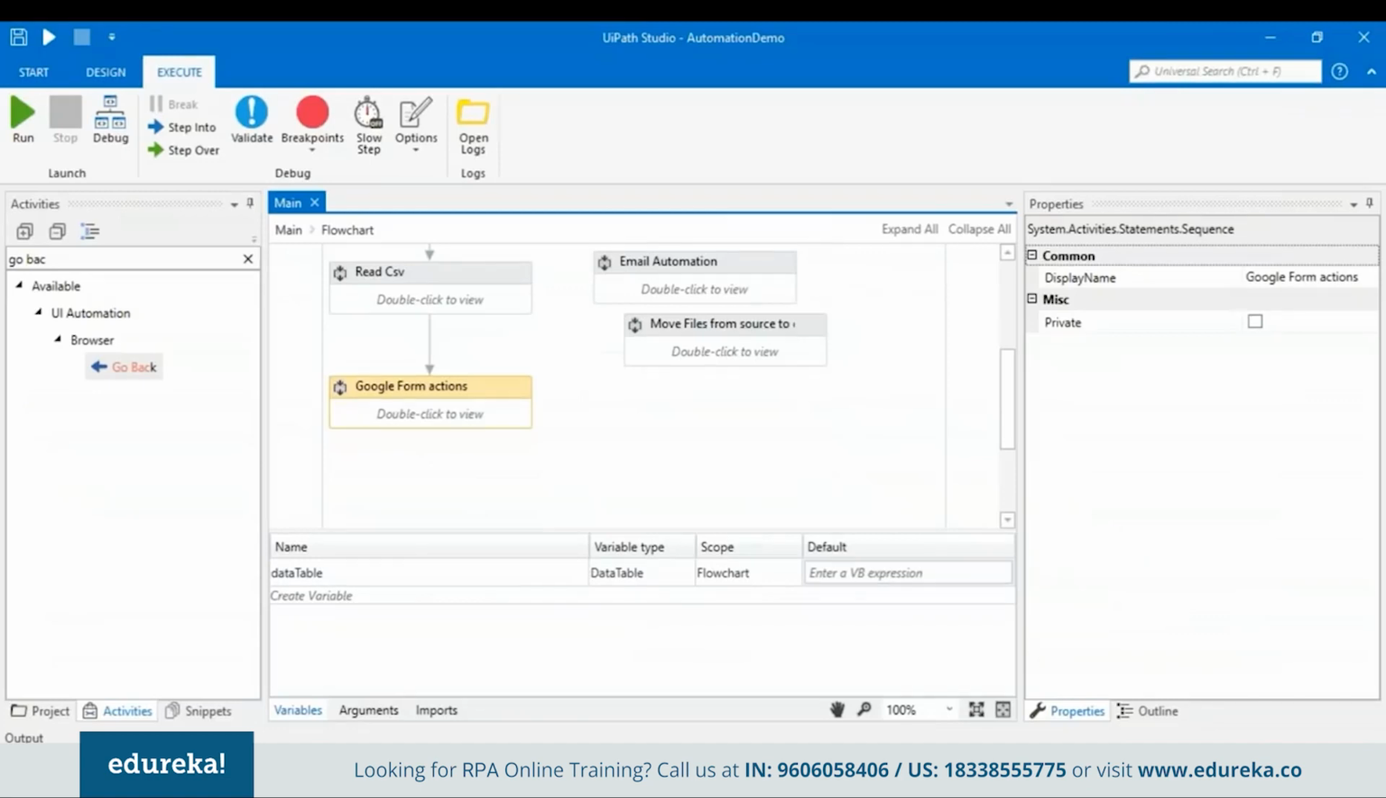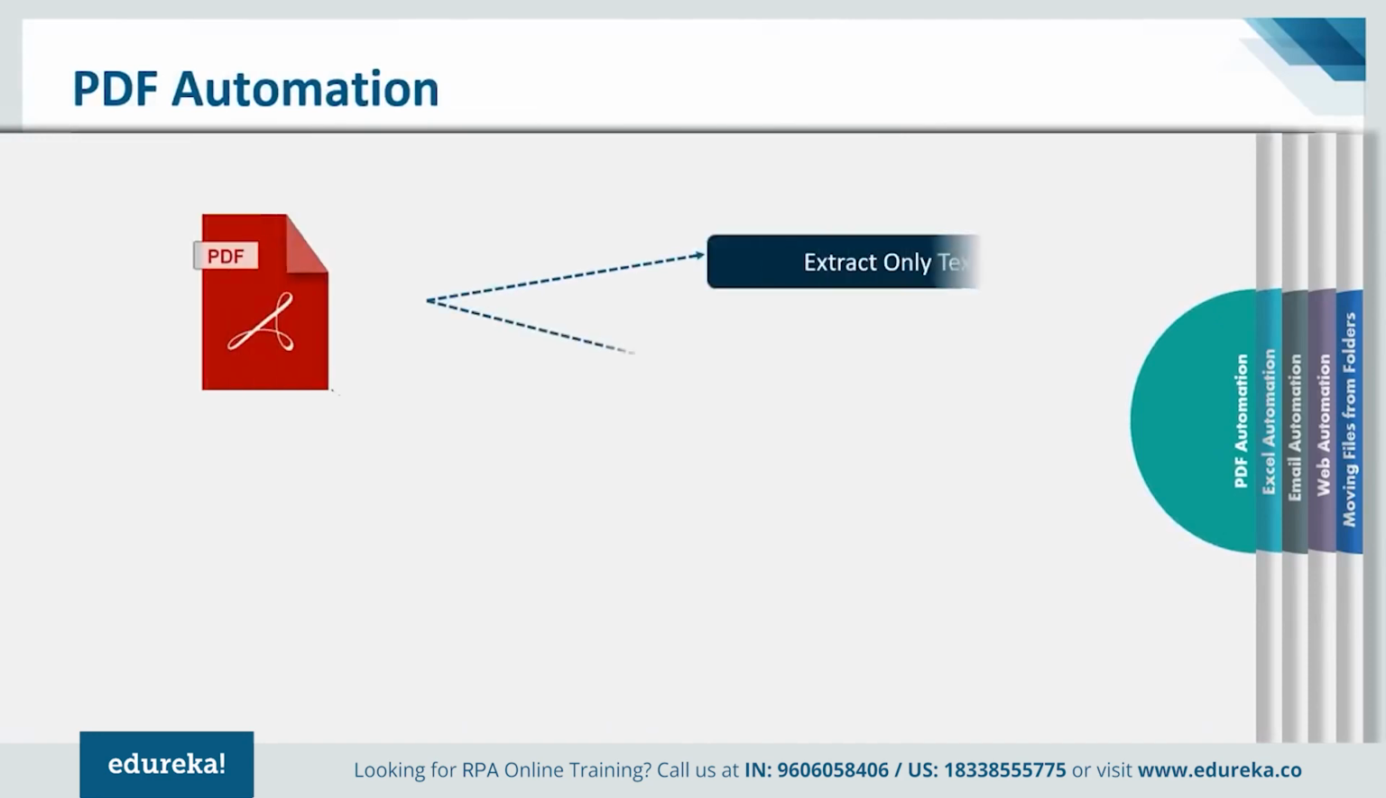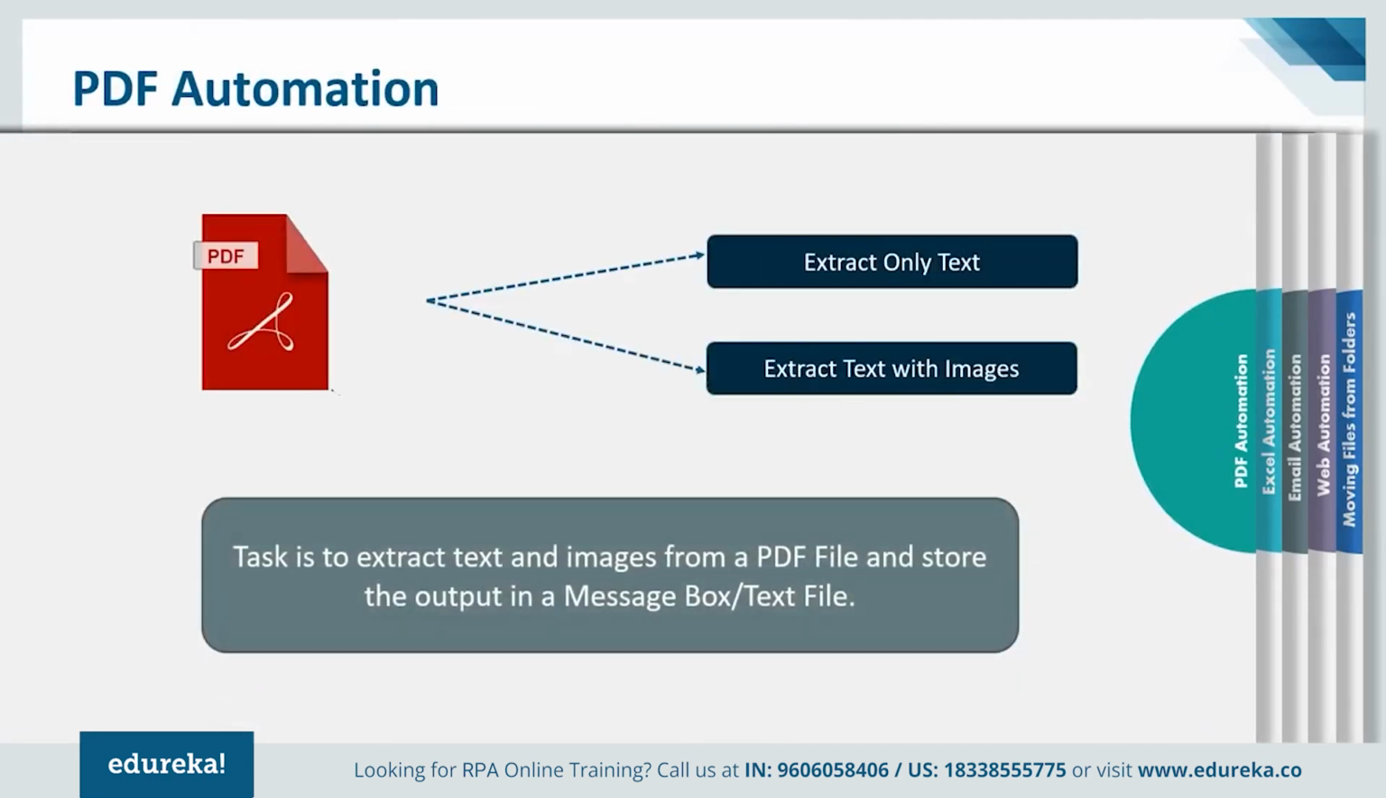So guys, that was all about the Excel automation. So now let's move on to the final automation, that is basically our PDF automation, right? So in the PDF automation, what we're going to do is we can either extract only text, or we can extract text with images, right? So we can extract both of them.